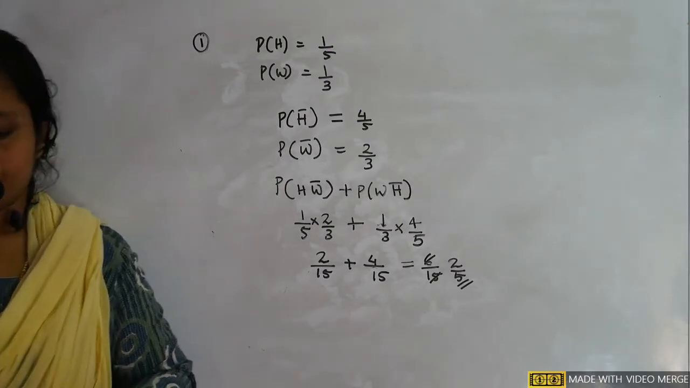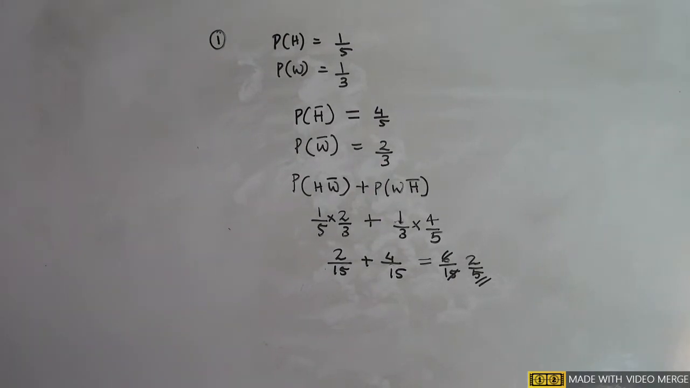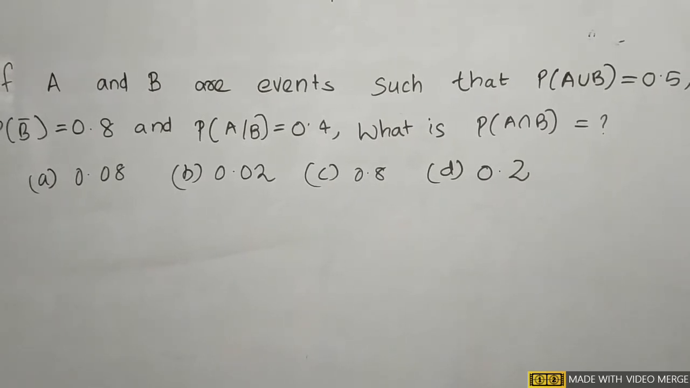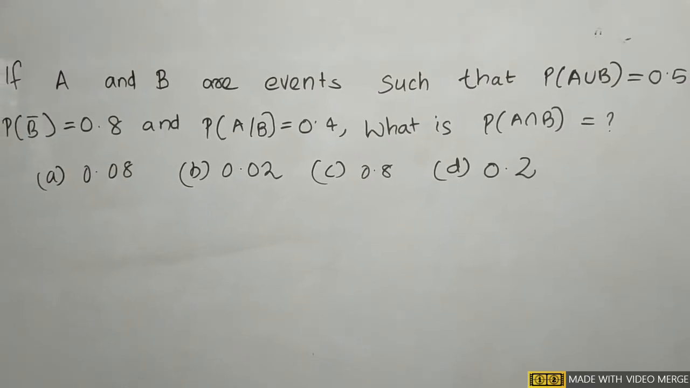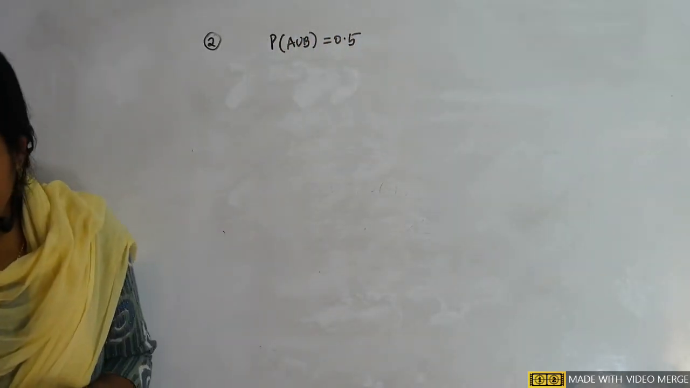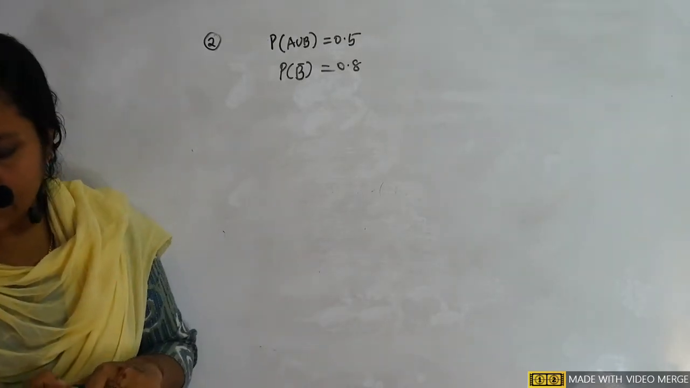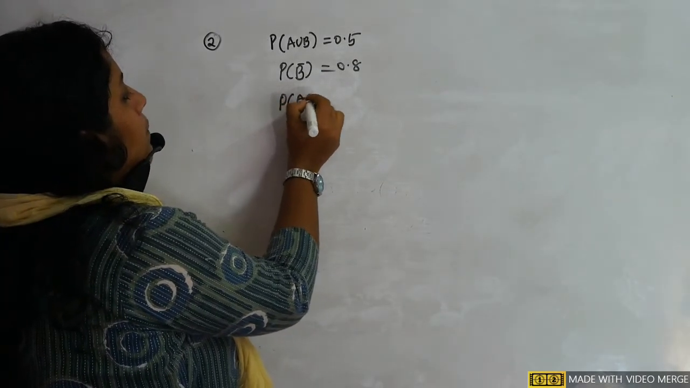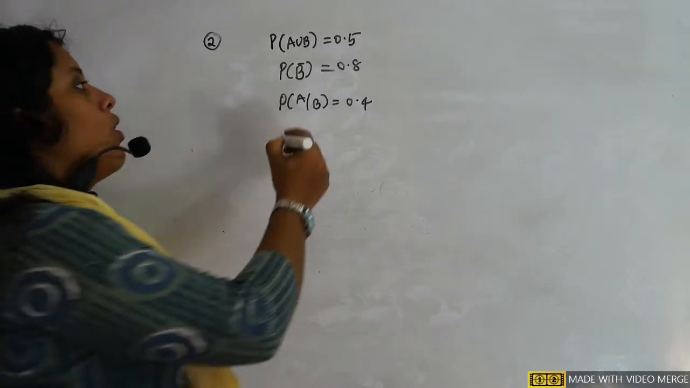Okay, let's see the second question. If A and B are events such that P of A union B is equal to 0.5, P of B complement is equal to 0.8, and P of A given B is equal to 0.4, then what is P of A intersection B? That is our question.